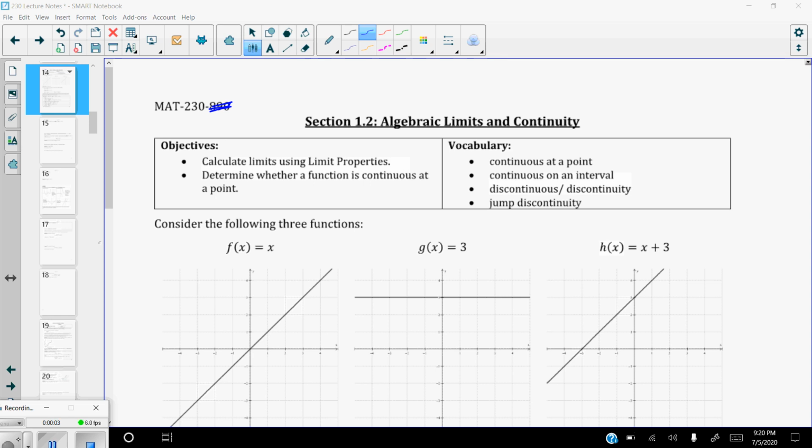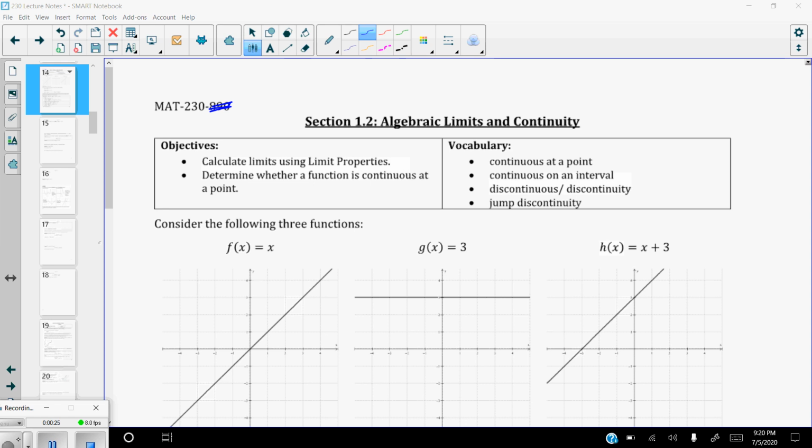Okay, section 1.2, algebraic limits and continuity. What we've talked about in section 1.1 was numeric limits and graphical limits. So basically looking at the numbers as they approach the x value, and then looking at the graphs as they approach the x value. Well, maybe we're not always going to have that option.